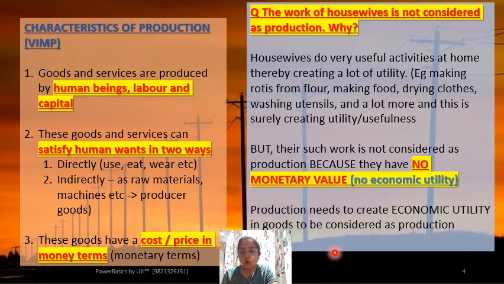I may be cooking at home, you're going to come and eat dinner at night, but there's no money. Am I saying I'm charging you 500 rupees for the dish I've made? No. So my work has zero money value. Right now I'm teaching you, it has zero money value, I'm not charging for it. So it is not considered production. Production needs to create economic utility, money usefulness in goods and services for them to be considered as a part of production. I hope till here now the concepts are clear for all of you.